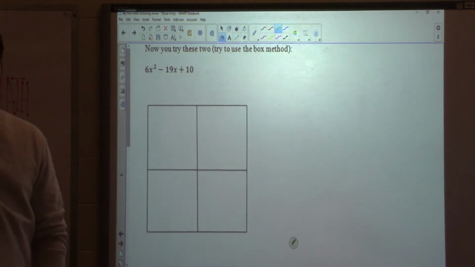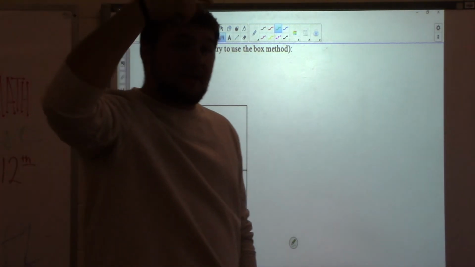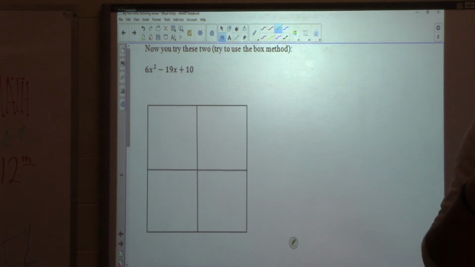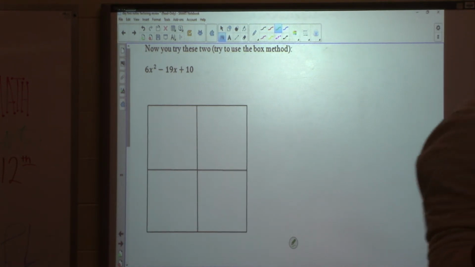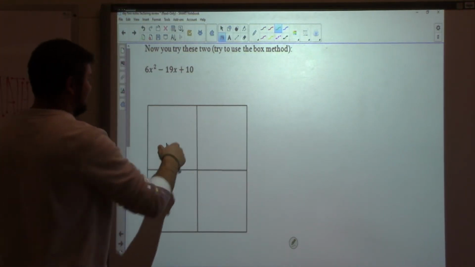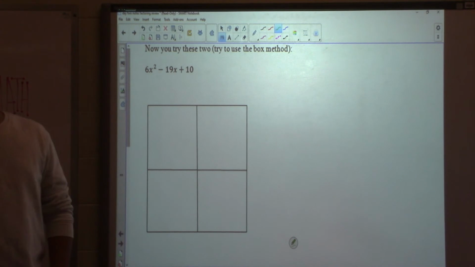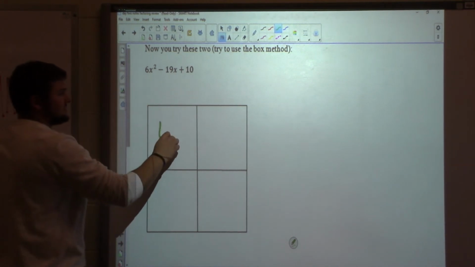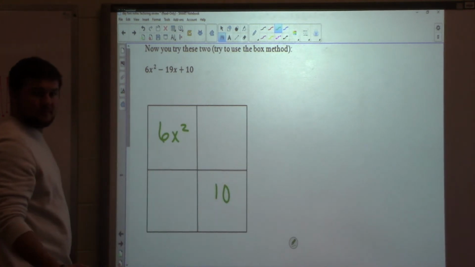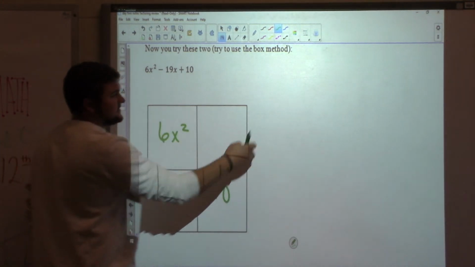First step should be to look to factor anything out, right? GCF. Same thing. Can I do that? Do I have a GCF? No. 19? Alright, so no, there's no GCF here, so we need to start putting stuff into our boxes. 6x squared and 10. Right? 6 times 10 will give me 60.